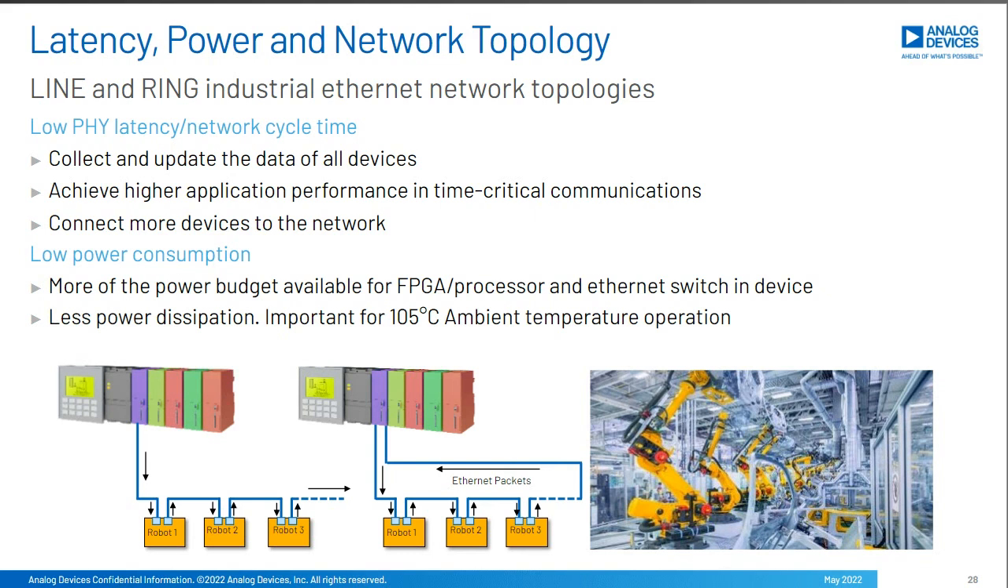Another important thing is power, and Analog Devices has taken it very seriously as well. One of the things that is important about power is that by having low power physical devices, more power can be available for the processing, and also less power is dissipated. And this last point is quite important for devices that operate at high temperatures, say for instance at 105 Celsius, because then we don't have to worry about anything overheating around the physical layer device.